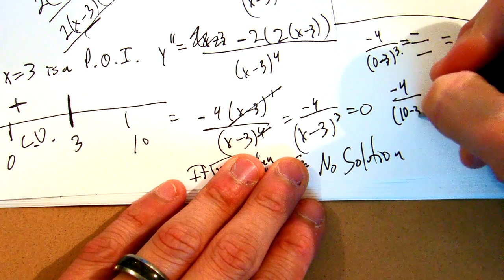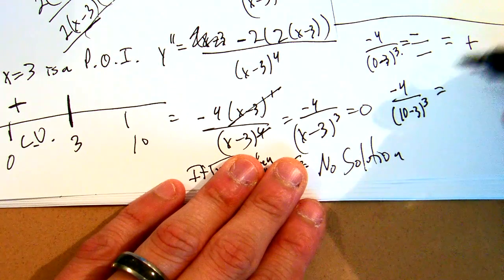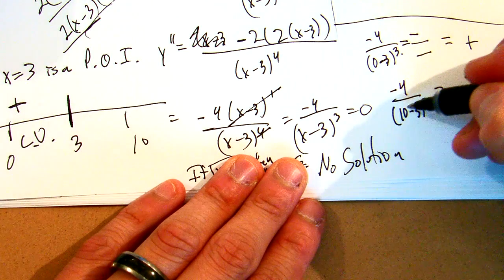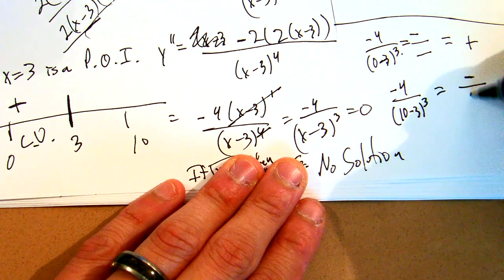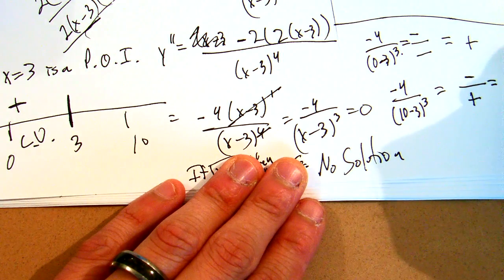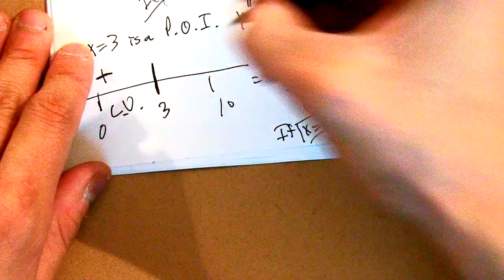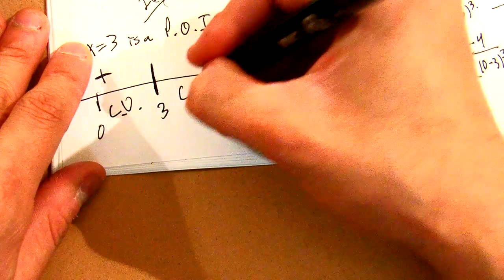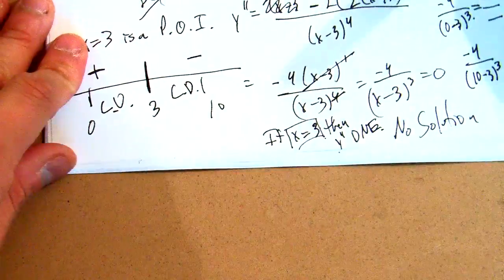So I'm going to plug in 10 here. So (10 − 3) cubed. We're just checking the sign. So this is negative over, that's 7 cubed, which is positive. Negative over positive is clearly a negative. And this is negative, so this is clearly concave down. So what does that imply then?